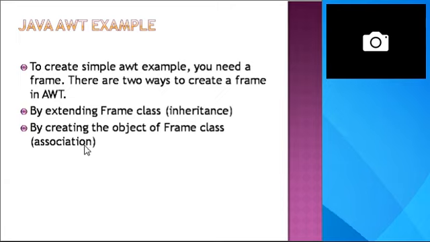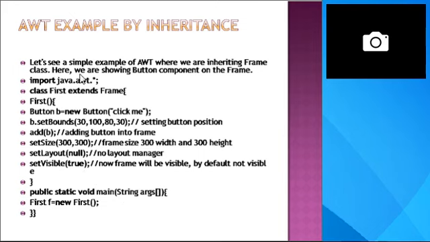Okay, next we introduce both ways of developing an AWT program: using the extending Frame class, and second, creating the object of the Frame class. Let's see a simple example of AWT where we are inheriting the Frame class.